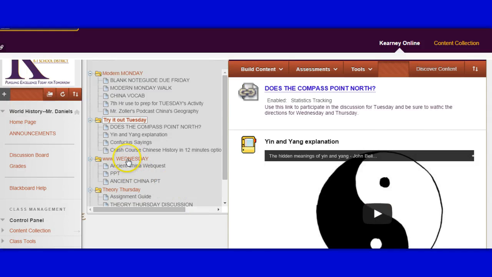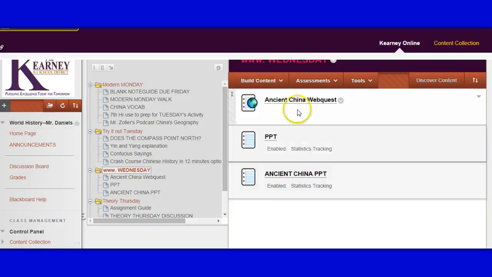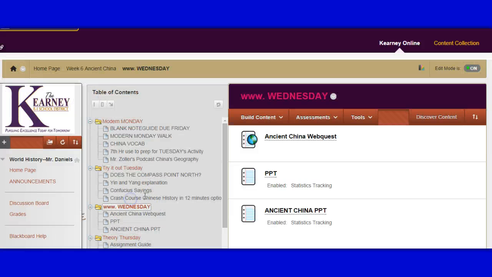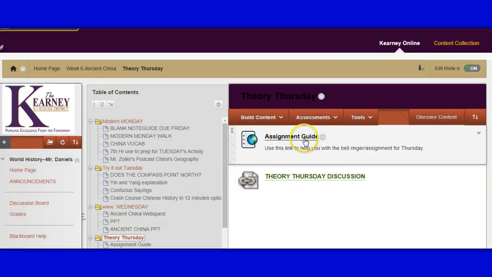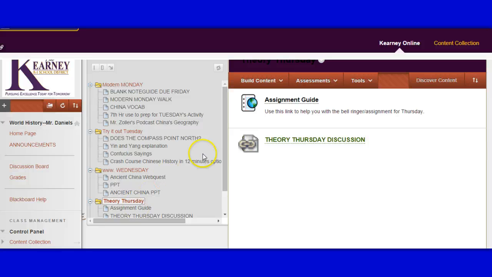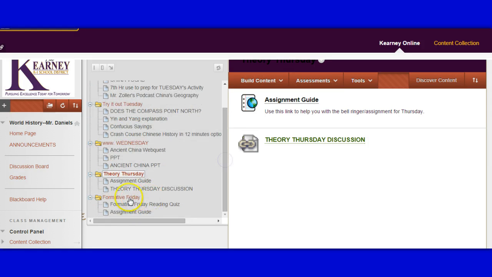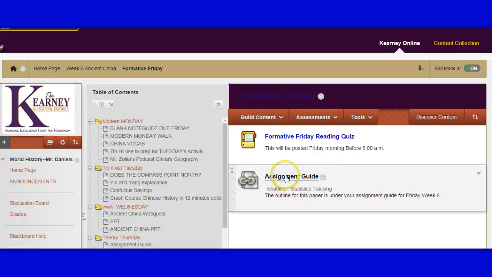On Wednesday, if you click on it, obviously Ancient China WebQuest. Here's the PowerPoint, and then this is the actual PowerPoint itself with the notes written underneath. This is the PowerPoint in video format. Thursday, there's a link to the assignment guide, which has the questions on it. If you're in 7th hour, go ahead and hit this link up for discussion board. Those will be due on Friday, and then Friday, your formative Friday reading quiz will be posted, and your writing assignment for the week is on your assignment guide, so here's a link to that.